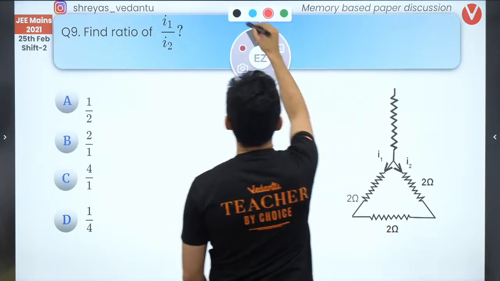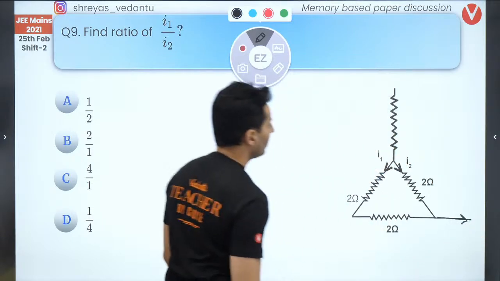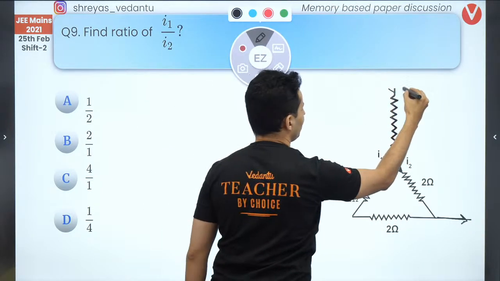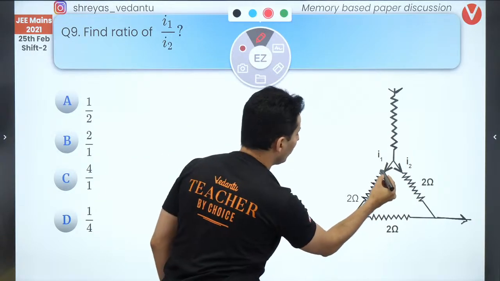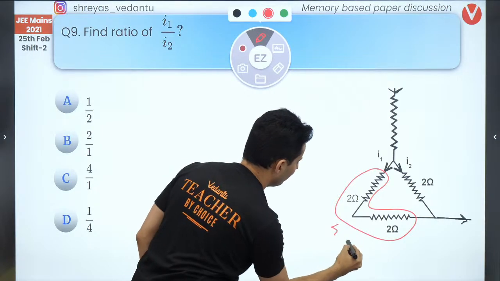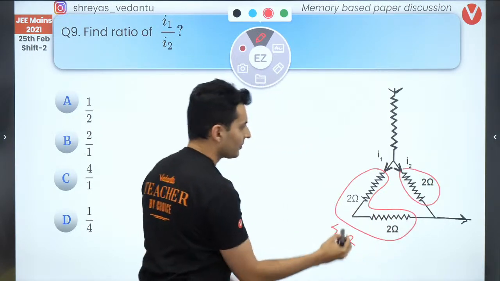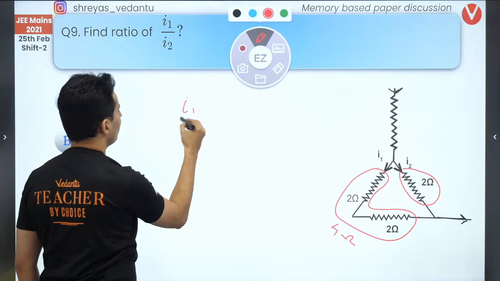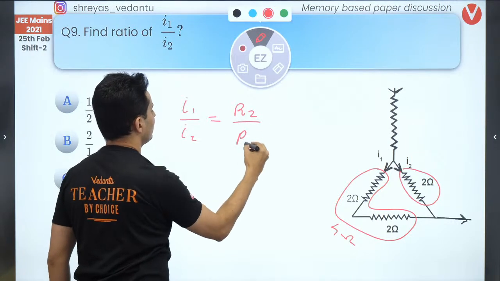I think the circuit is not yet complete. The current comes in from here and it gets divided. Look at this. The total resistance of this branch, what is the total resistance? Is it 4 ohms? And this resistance, check it out, it's 2 ohms. What will be I1 by I2? It will be resistance of 2 upon resistance of 1.